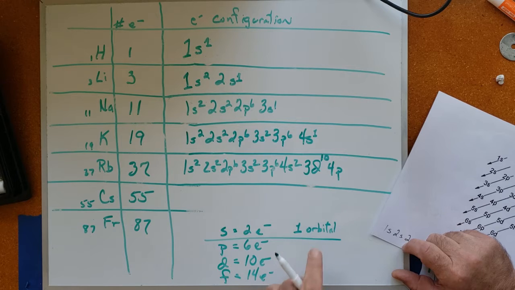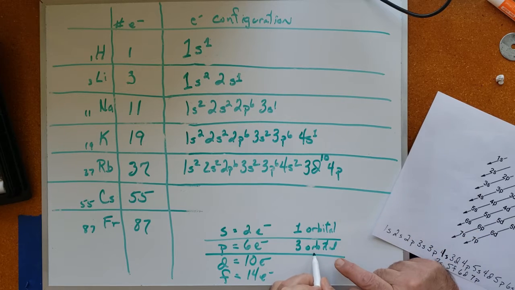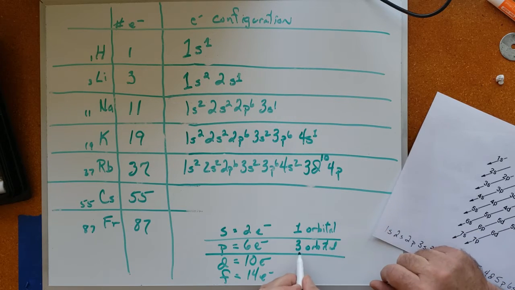An s is a single orbital. Each orbital is able to hold 2 electrons. All right. P orbitals come 3 to a group. 3 orbitals per group, if you will. Each of the 3 orbitals is able to hold 2 electrons, so 3 times 2 is 6 electrons.